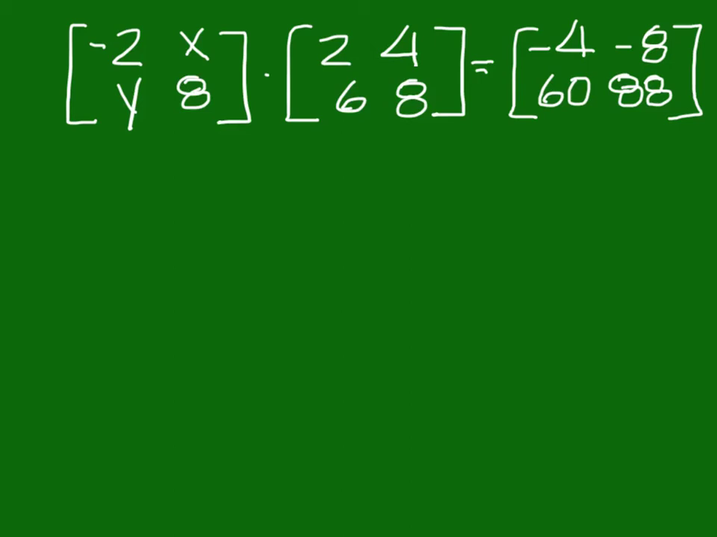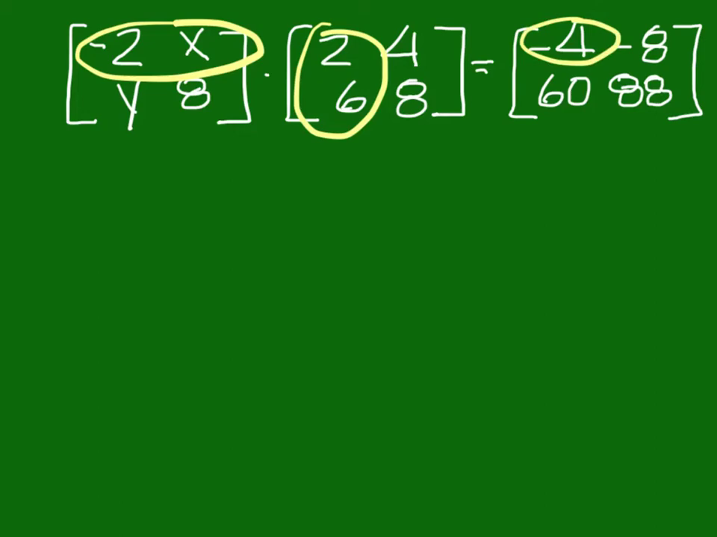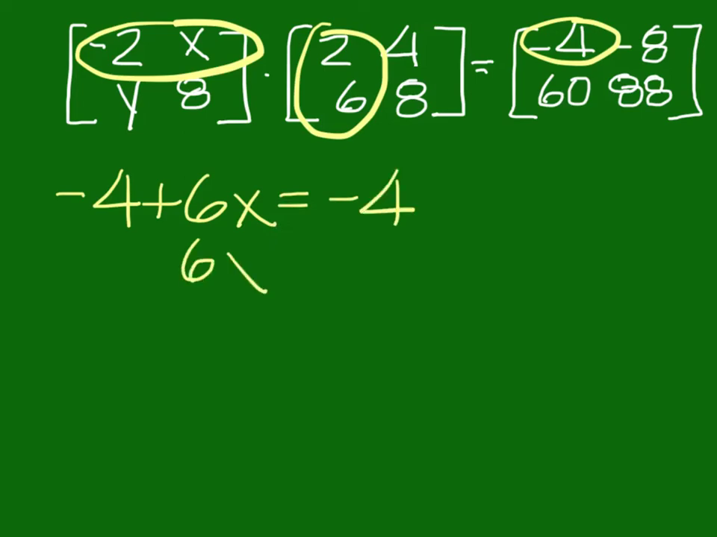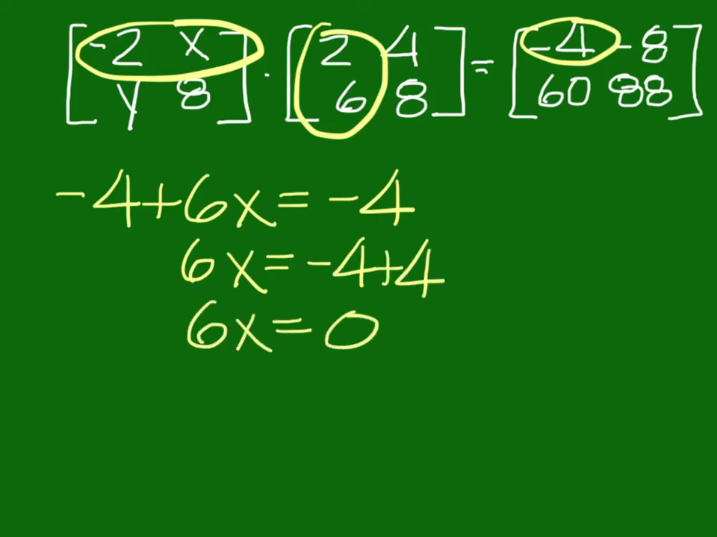On the practice problem, you can use this row to find x, and I'll choose this column. You could have had either one of those, and that would pertain to the 4. So you're going to have a negative 4 plus 6x equal to a negative 4. So 6x would equal negative 4 plus 4. That means you're going to end up with 0 not only on the right side but also for x.